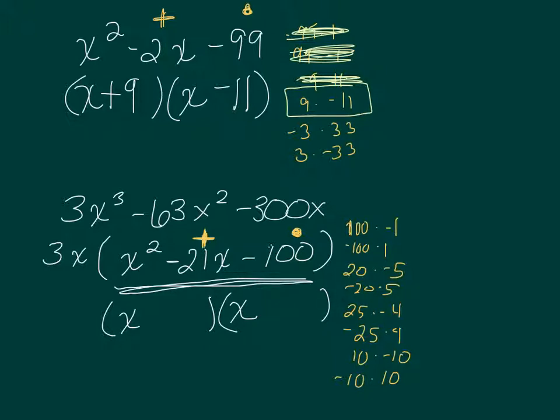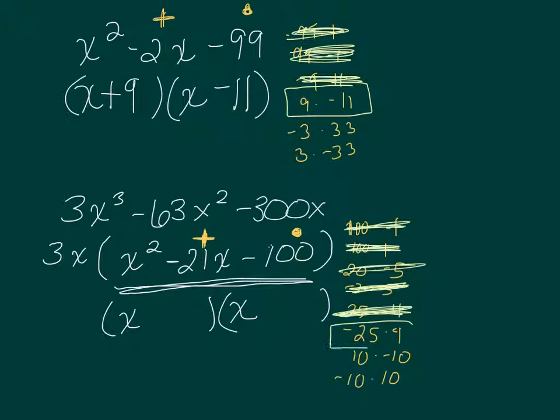So 100 plus negative 1, that's just going to be 99. Negative 100 plus 1, that's going to be negative 99. It's not going to work. 20 plus negative 5, that's going to be 15, right? That's not going to work. Negative 20 plus 5 is going to be negative 15. That's not going to work. 25 plus negative 4, that's going to give me 21, but look here, I need a negative 21, so that's going to give me a positive 21. That's not going to work.